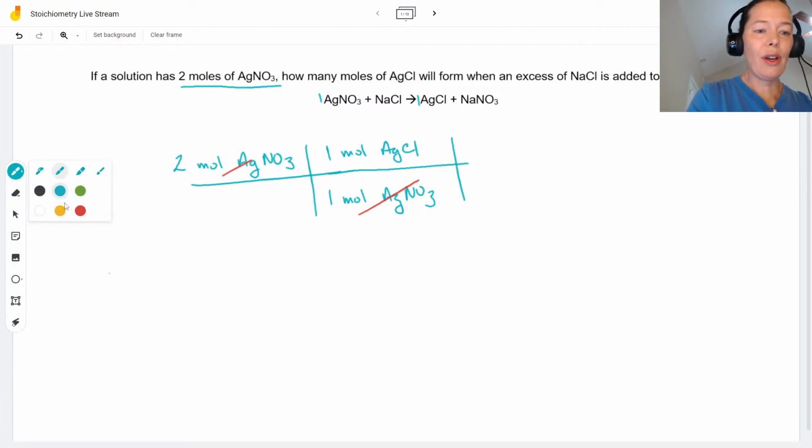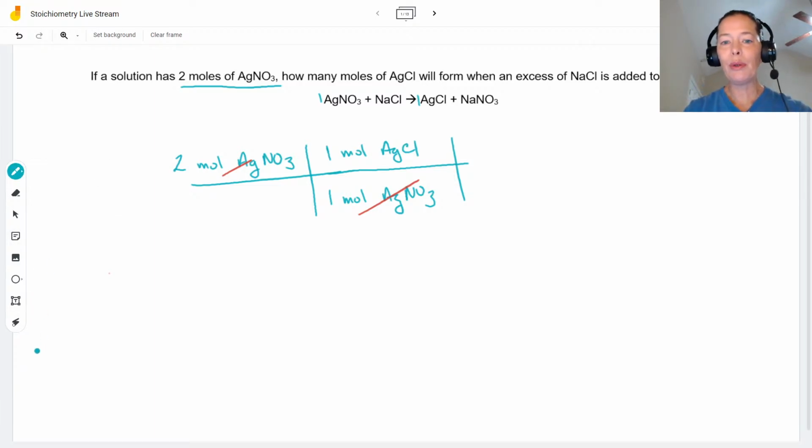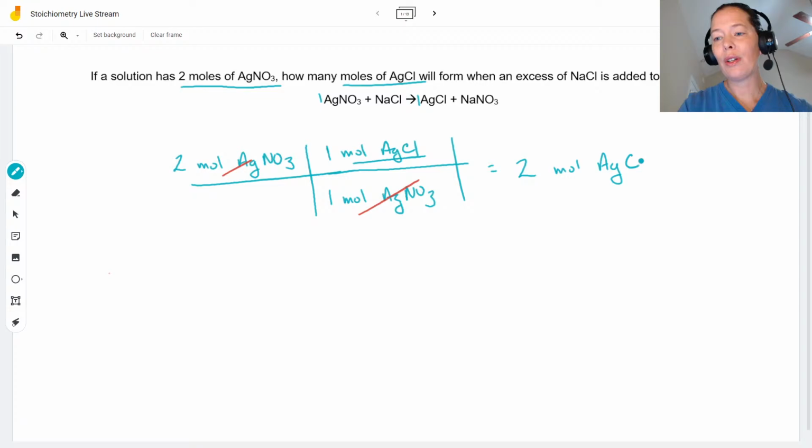Okay, so going back to my blue, if I do this math, my moles of silver nitrate have canceled. That means I'm going to get out moles of silver chloride, which is exactly what the problem asked me. So this is very easy, of course. 2 moles of silver chloride.